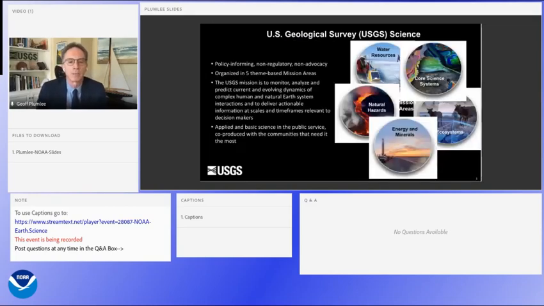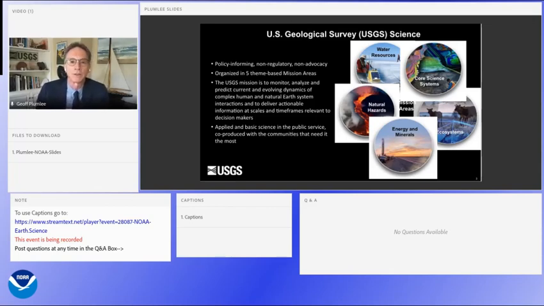So our science is policy informing, non-regulatory, non-advocacy. It's arranged around five theme-based mission areas. You can see on the slide there: water resources, core science systems, natural hazards, energy and minerals, and ecosystems. Apologize for the way the images came across. There's a translation issue between Microsoft PowerPoint and Adobe Connect, but anyway, you can see them well enough. So essentially, our science that is in these different mission areas works collectively to tackle some of the key and wicked tough challenges facing the nation and the world in terms of the Earth system and how humans interact with it. You can see that long description of our mission to monitor, analyze, predict current and evolving dynamics of how we interact with, act upon, and are affected by the Earth system.